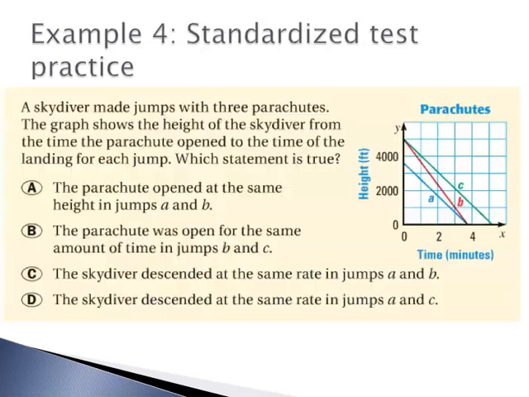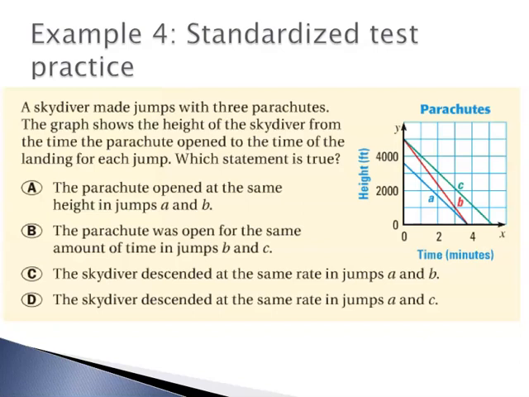All right, the last example. A skydiver made jumps with 3 parachutes. The graph shows the height of the skydiver from the time the parachute opened to the time of the landing for each jump. Which statement is true? A, the parachute opened at the same height in jumps A and B. B, the parachute was open for the same amount of time in jumps B and C. C, the skydiver descended at the same rate in jumps A and B. Or D, the skydiver descended at the same rate in jumps A and C.